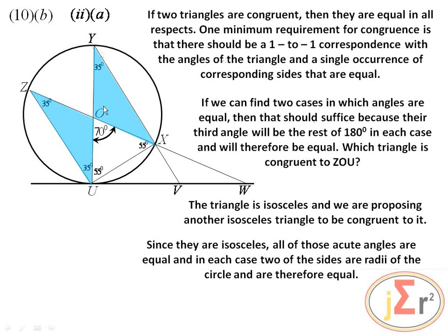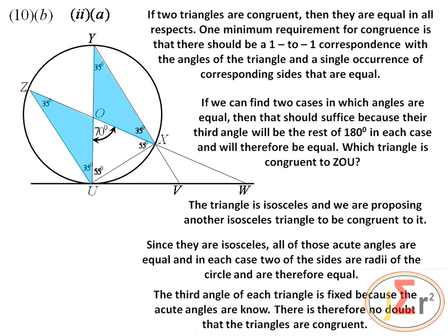So this is an isosceles triangle. This is 35, this is 35, this is 35, this is 35. These two are equal, and these are radii. Those are congruent. The third angle of each triangle is fixed because the acute angles are known. Not only that, but we know that these are equal, being opposite angles on intersecting lines. There is therefore no doubt that the triangles are congruent. All of these are radii of the same circle. So the one that is congruent to ZOU is OXY.